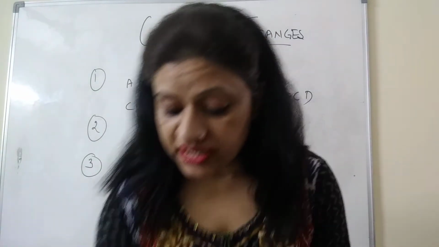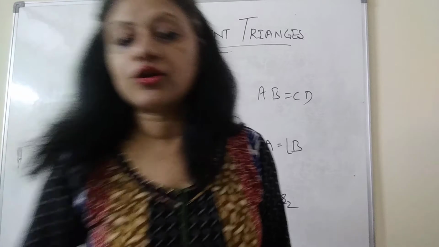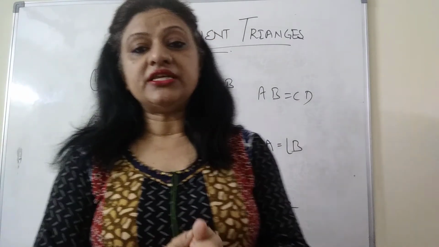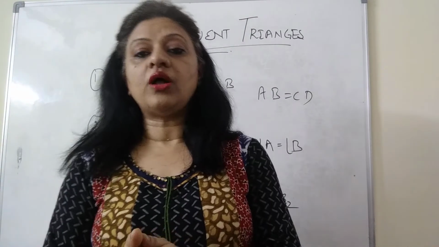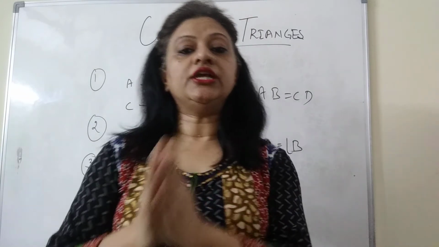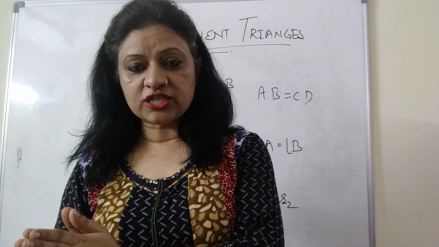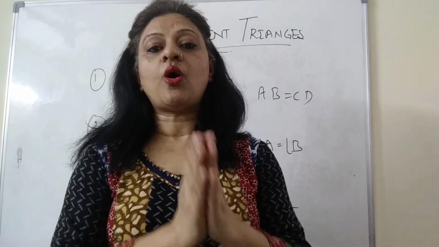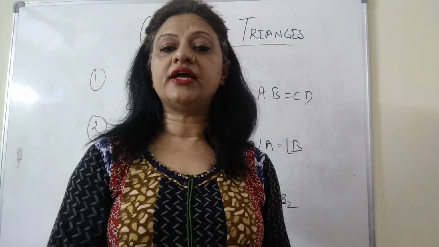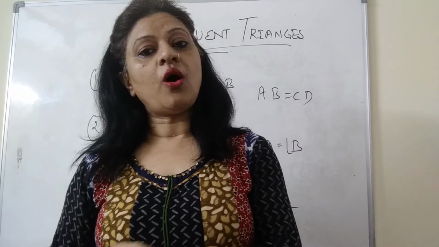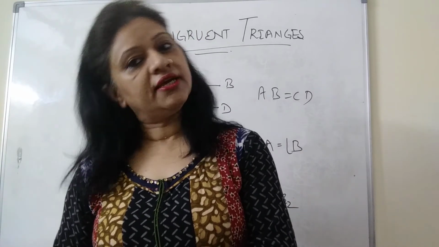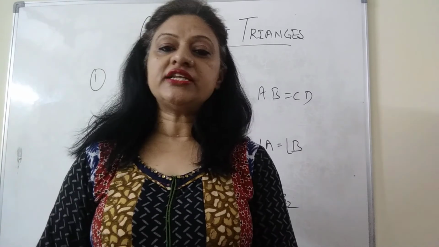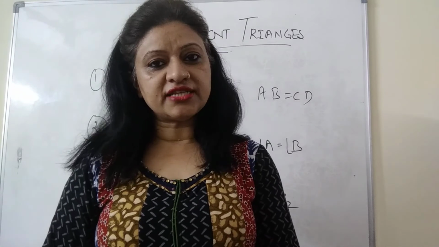So when we say that two triangles are congruent to each other, we are talking about all the parts of one triangle being equal to all the corresponding parts of the other triangle. Parts here means all three sides and three angles of one triangle should be equal to those of the other triangle. So let's take some cutouts to understand this concept.